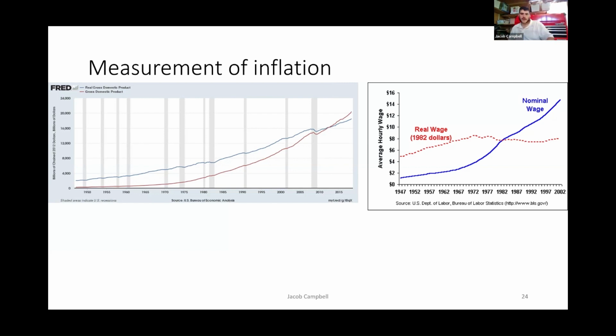On the right-hand side, just to show you, we've got nominal wages and real wages. You see nominal wages keep shooting up and up and up. Way back in 1947, people are literally making $1 an hour. Nowadays, well, actually, that's 2002, so it's gone up even more since then. But about 20 years ago, making like $15 an hour. This is average across the whole country. But the real wage didn't move near as much.